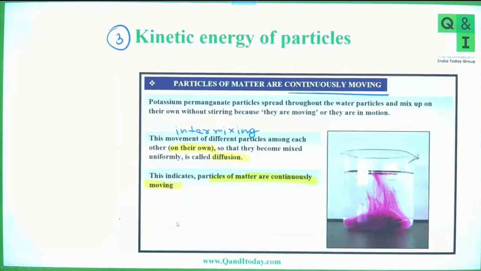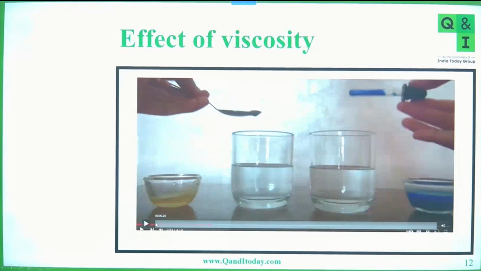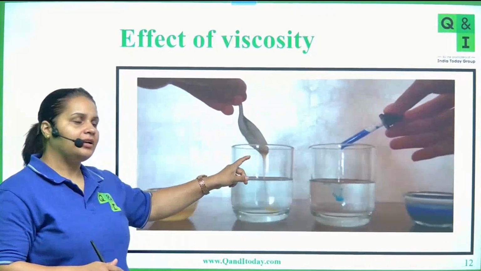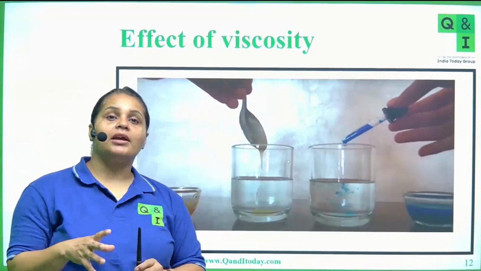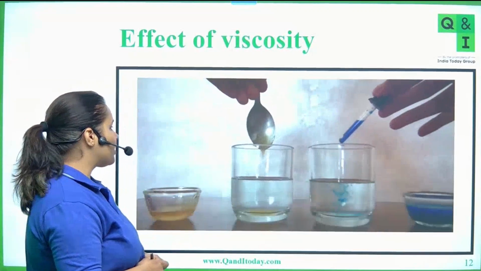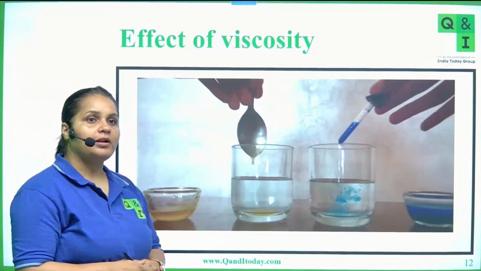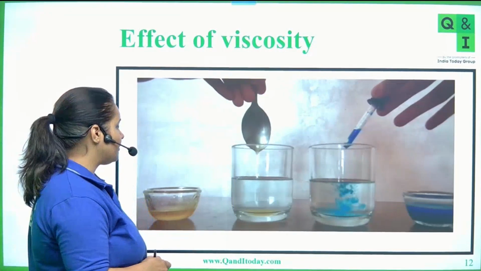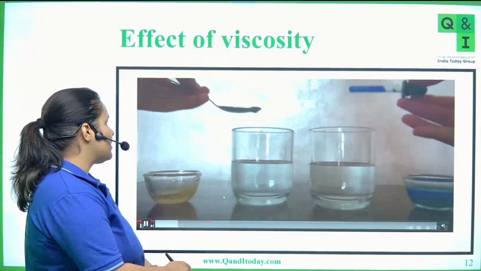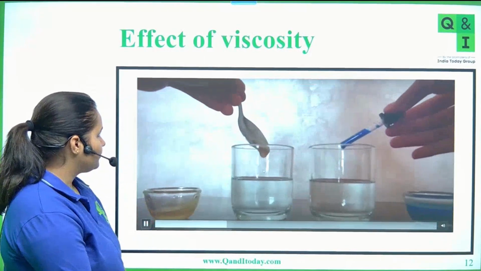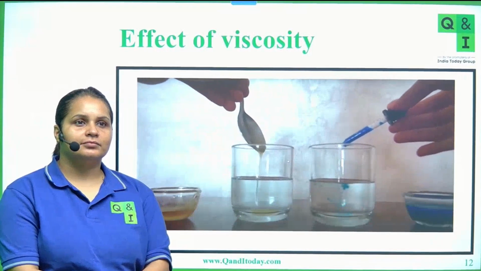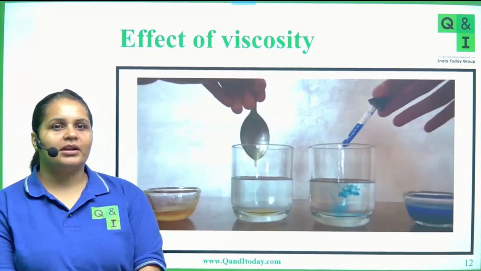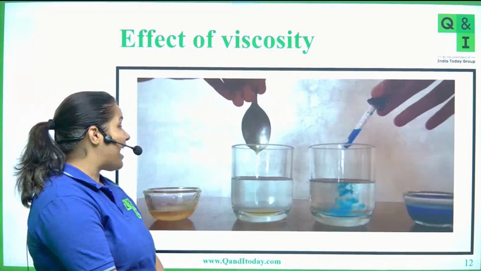Just give me a second. So you can see here, this is honey and this one is ink, and we are putting it into the water. So what do you observe here? What's the observation? Can you tell? What's the observation here? See again. Exactly, Girwin. Ink is diffusing faster than honey.